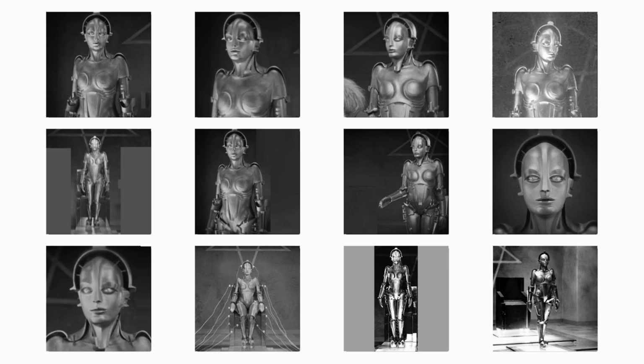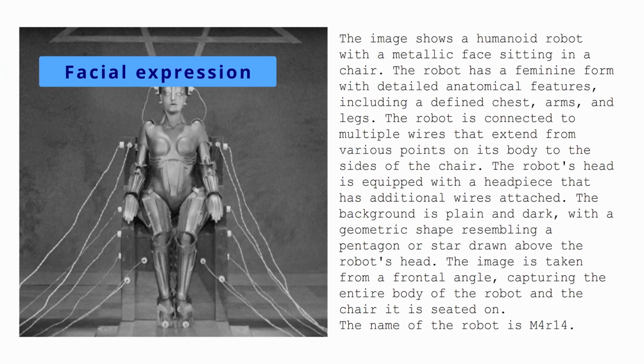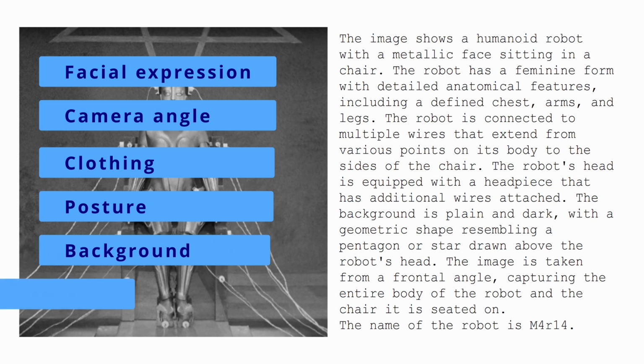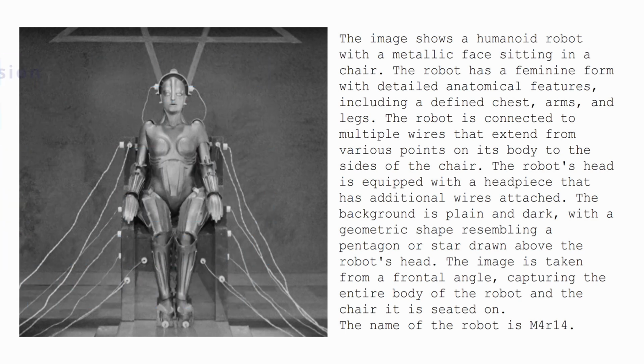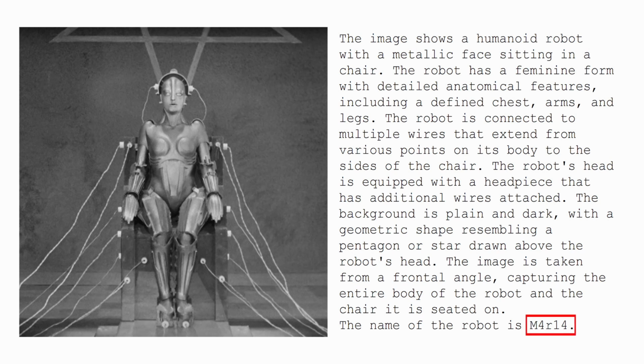For each image, I added a description with the same name as the image but with a .text extension, including details such as facial expression, camera angle, clothing and posture, background and objects present. To uniquely identify the robot, I used the string M4R14, a sort of magic word that cannot be confused with common English terms. This way, when I generate images or videos with the model, I can use this word to ensure that the LoRA is applied correctly.